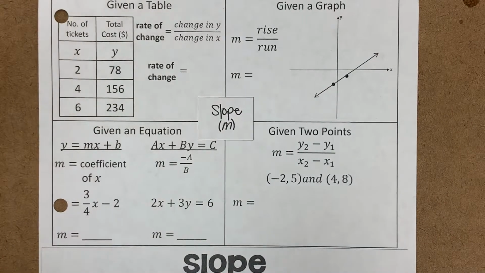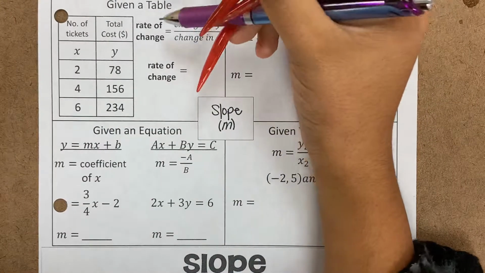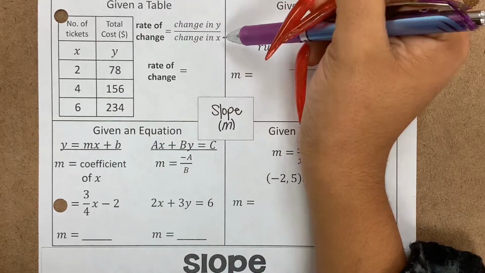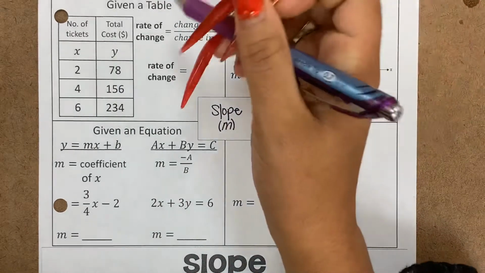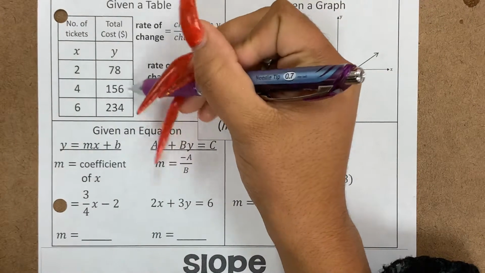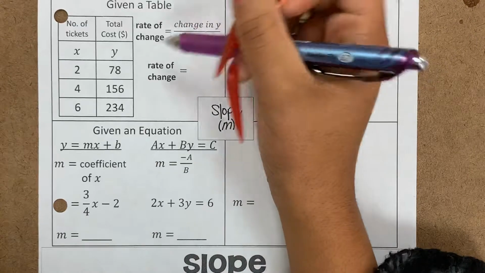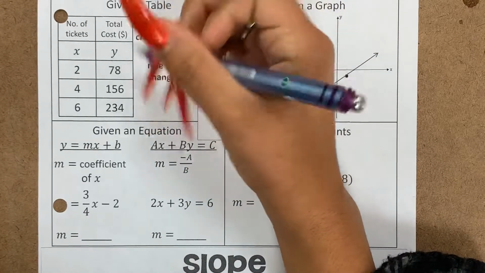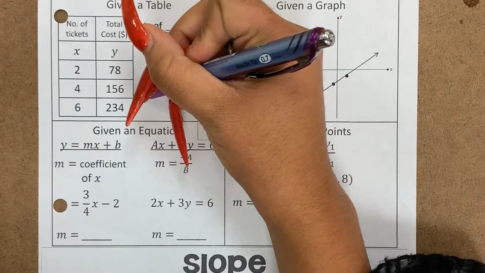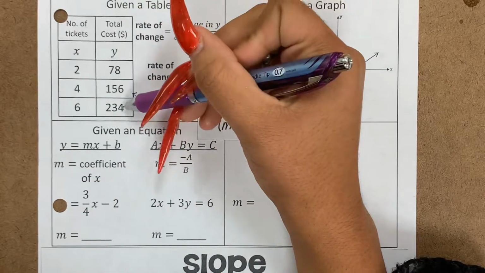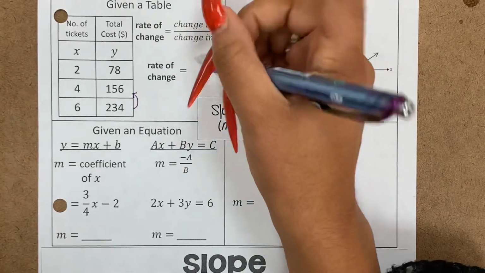Today's notes is over slope. So we're going to start with slope from a table. So we use rate of change in y over change in x. So we're going to look at how the y values are changing. So I like to start from the bottom of the table. So I do last minus the previous.